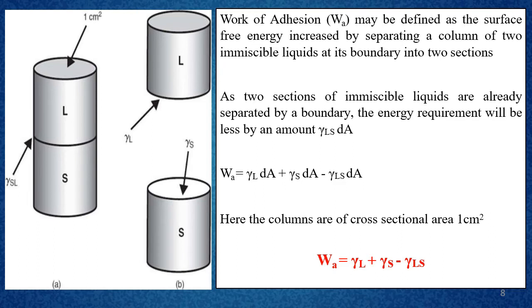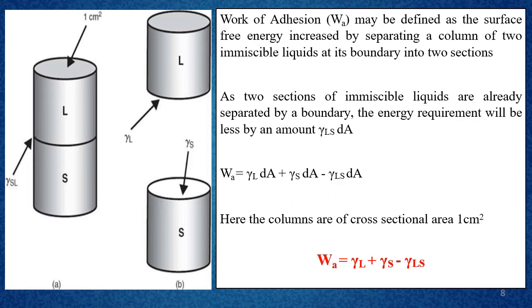WA is equal to gamma L dA plus gamma S dA minus gamma LS dA. Here the columns are of cross-sectional area 1 centimeter square. WA is equal to gamma L plus gamma S minus gamma LS. Work of coadhesion is the energy required to bring out the adhesion between unlike molecules. The same amount of energy is required to break the adhesive forces between the liquids.